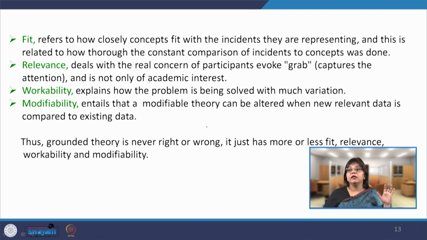So, these are the parameters based on which we can say that any theory that has been established based on grounded theory has its own validity based on fit, relevance, workability and modifiability. So, any grounded theory is never right or wrong, but it is very much fit to understand the relevance, workability and modifiability.